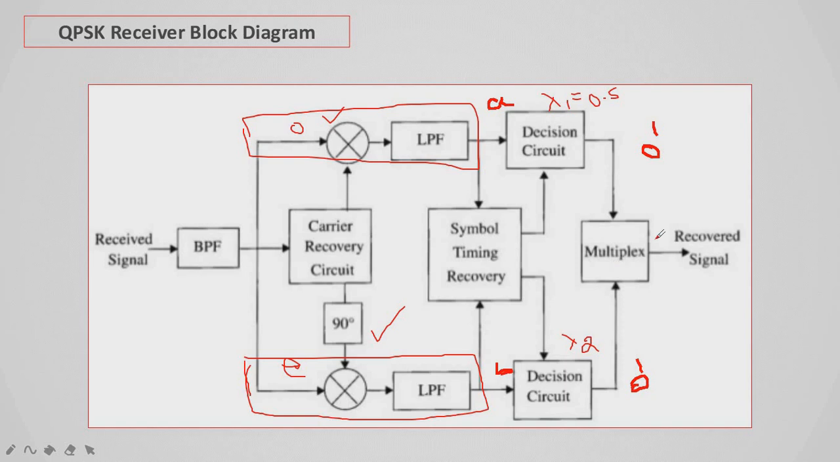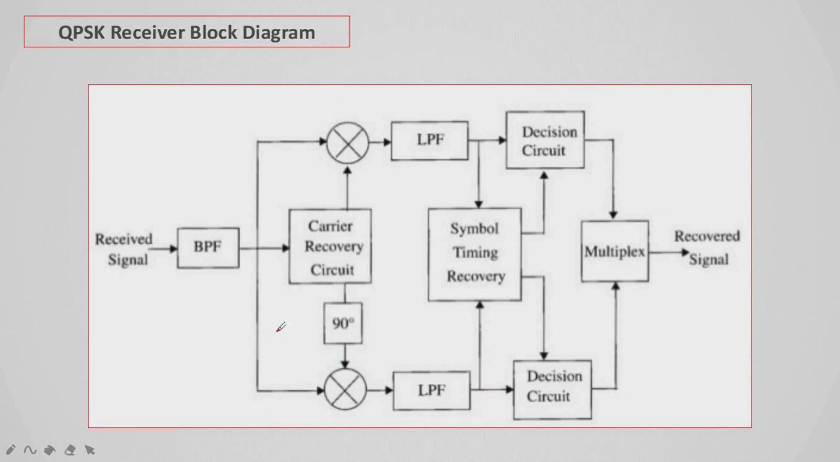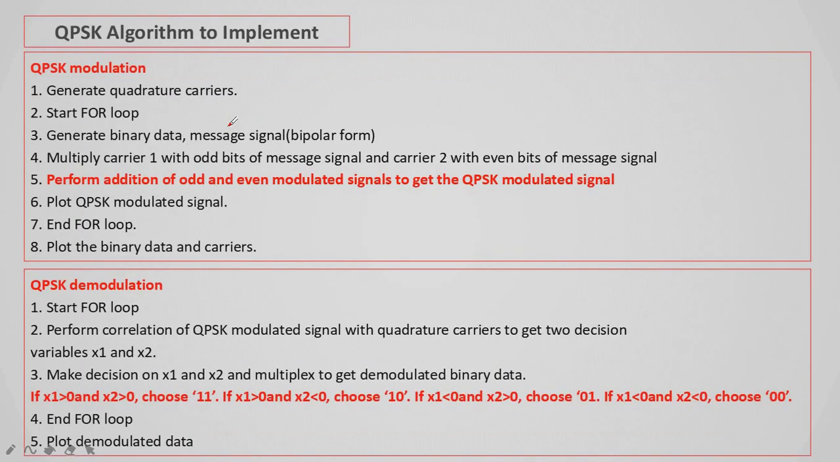And at the end what you have to do? At the end you have to add all these multiplexed signals and recover the original sequence. That means this odd bit and even bit, if you add all those things, you can recover your original signal. So this is the logic behind the reconstruction of the received QPSK signal, and we can extract our binary data. So this is the QPSK receiver. Next we will discuss the algorithm through which we can proceed. Okay. So this is the algorithm part.